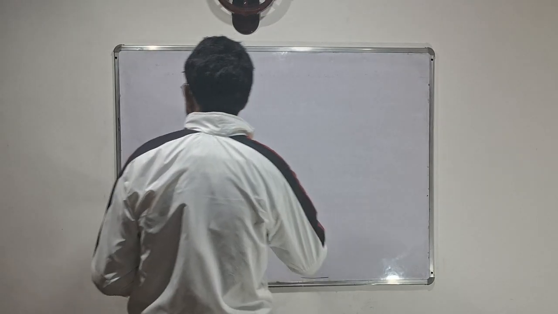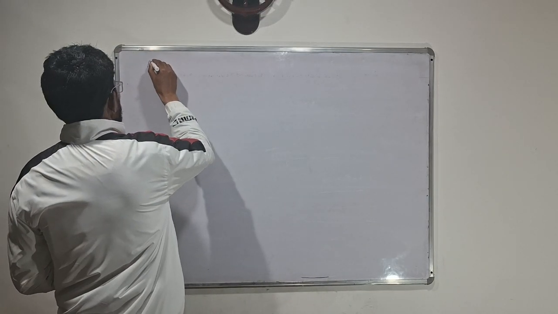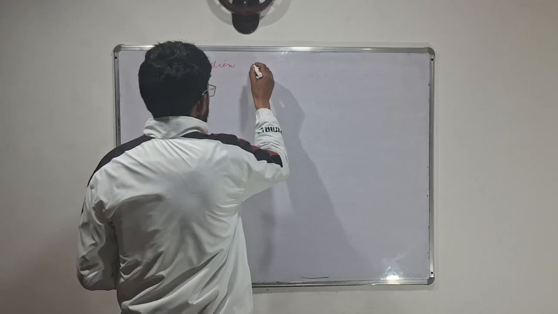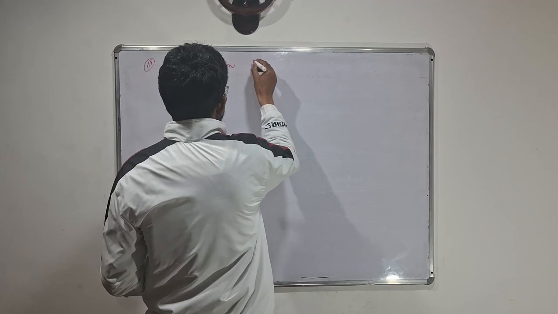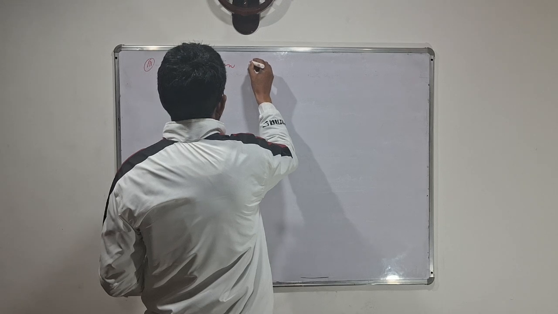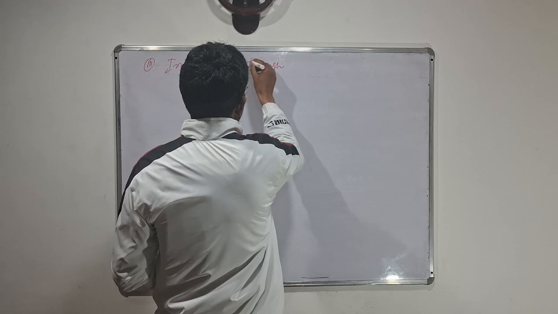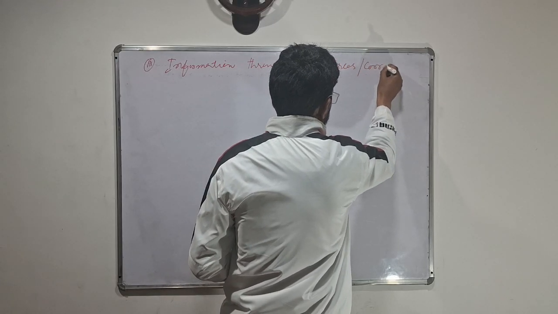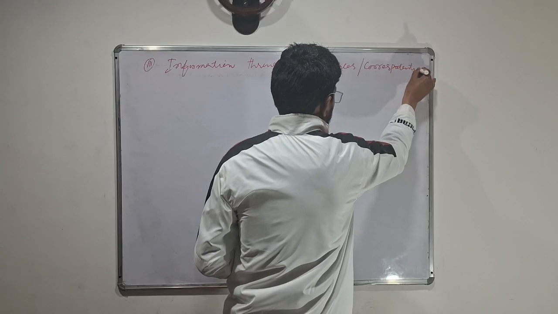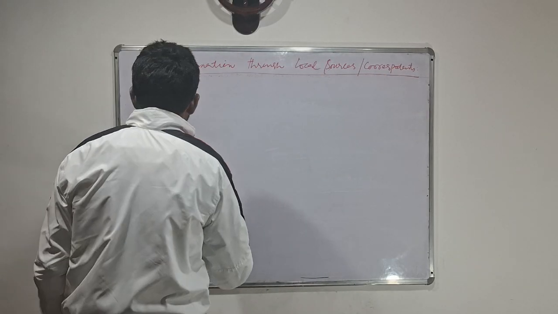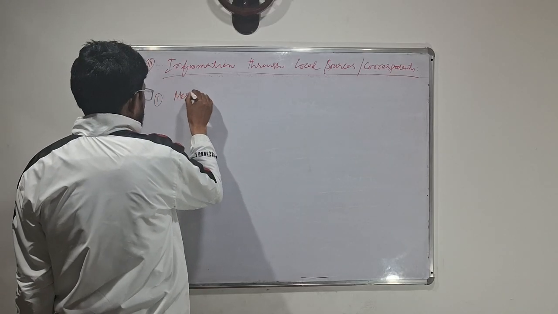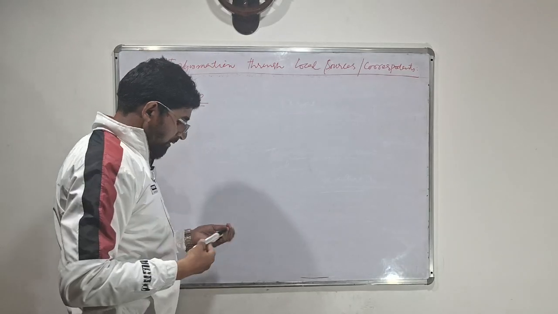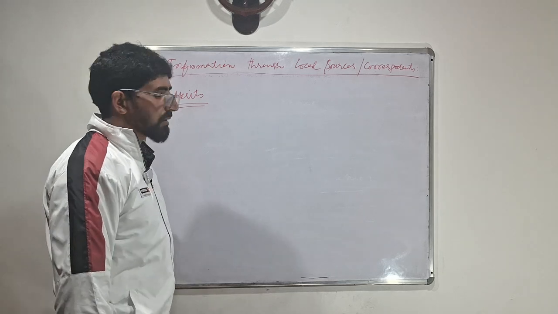Merits of, I will write, this is the third method: information through local sources, or correspondents. First one, merits of information through local sources or correspondents.